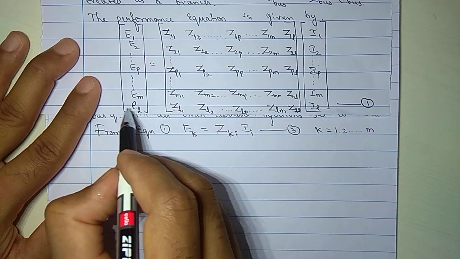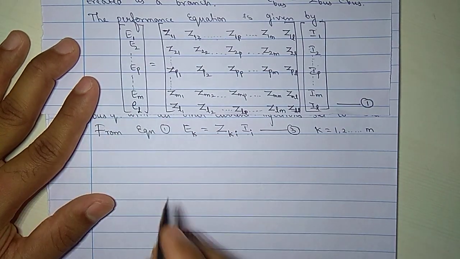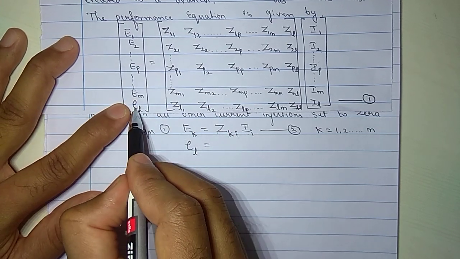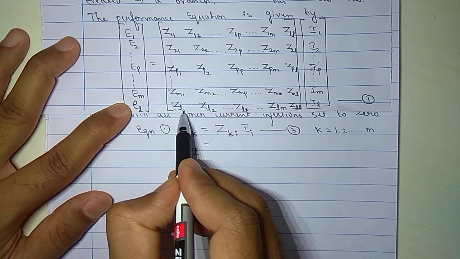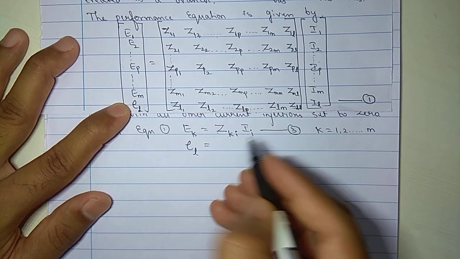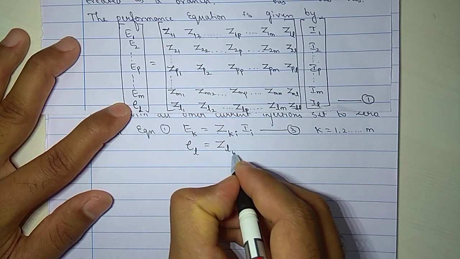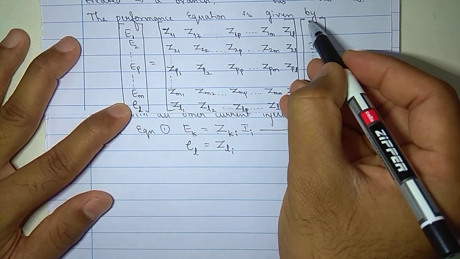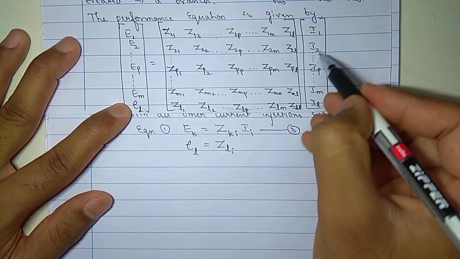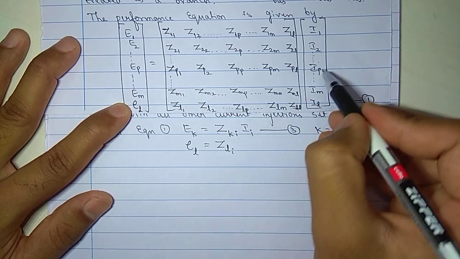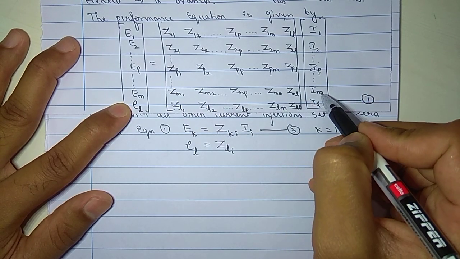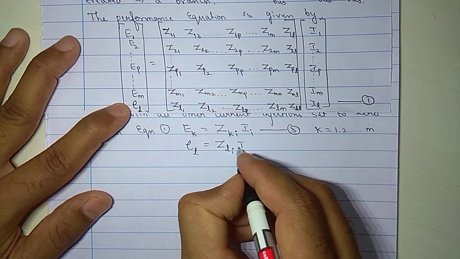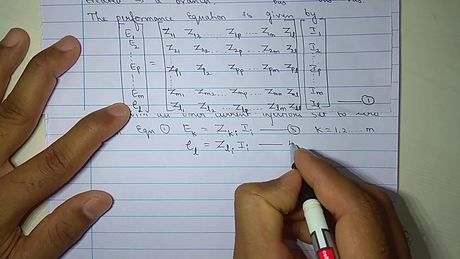The same way, can I write for this El as E suffix L, which is equal to ZL1, ZL2, ZL3, means can I write in general ZLi? If it is 1, I'll be multiplying with the current 1. If it is 2, I'll be multiplying with current 2. If it is P, I'll be multiplying with P. If it is M, I'll be multiplying with M. So, hence this is also i. I'll name this as equation number 4.